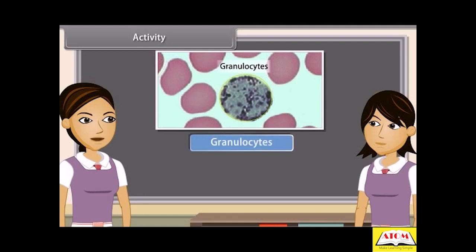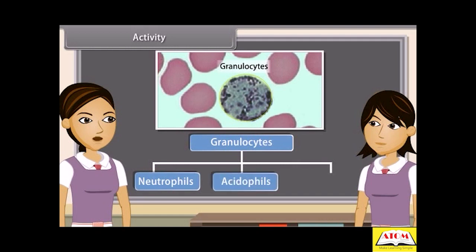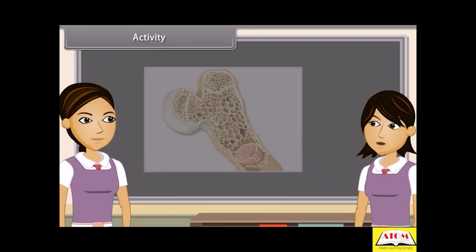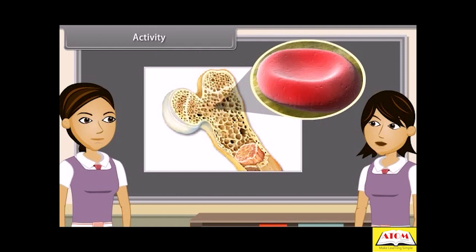They are of 3 types, neutrophils, acidophils, and basophils. Blood platelets are minute, anucleated, fragile fragments of giant bone marrow cells called megakaryocytes.